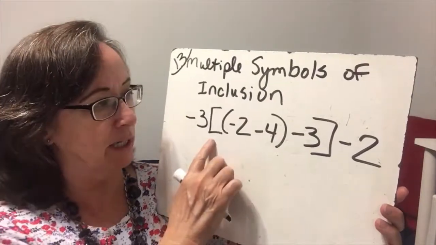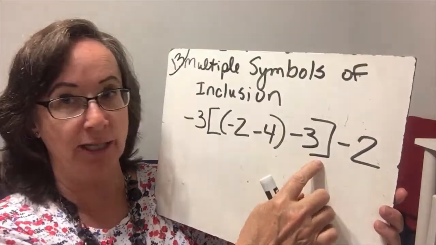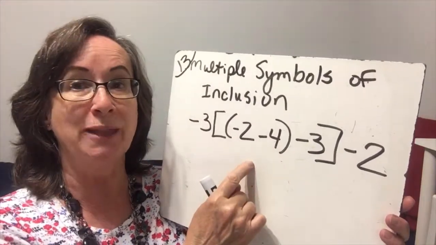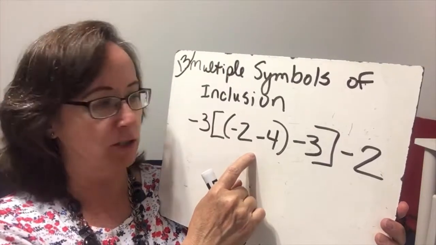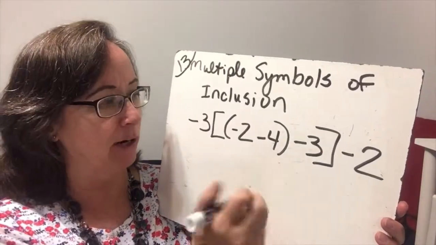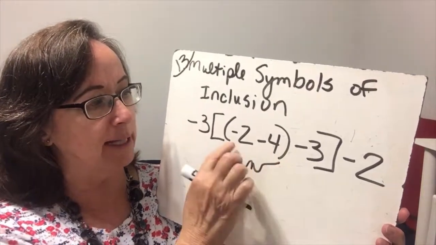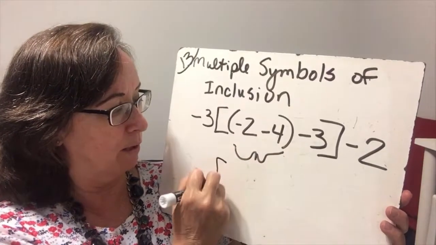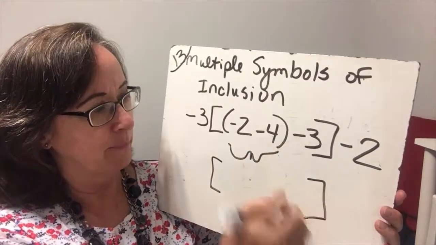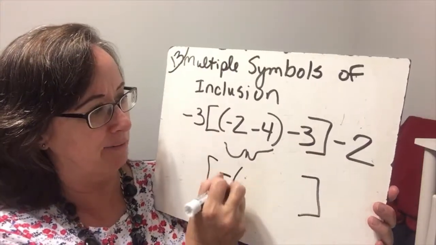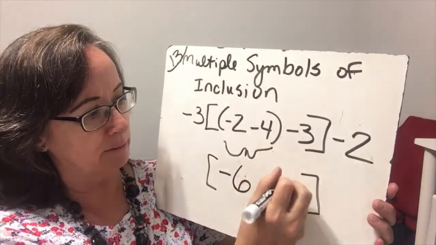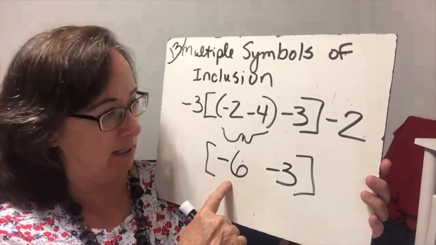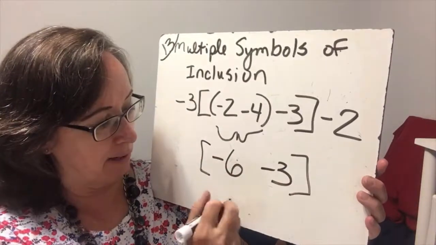So we're going to look at this big symbol of inclusion. We're going to say, oh, but we've got one inside of that. So we're going to go straight to the innermost symbol of inclusion, which is this parenthesis right here. So the very first thing we're going to do is -2 minus 4 is -6. So now we're going to break out this symbol of inclusion and say -6 minus 3. And -6 minus 3 is going to be -9. So the whole thing here is -9.